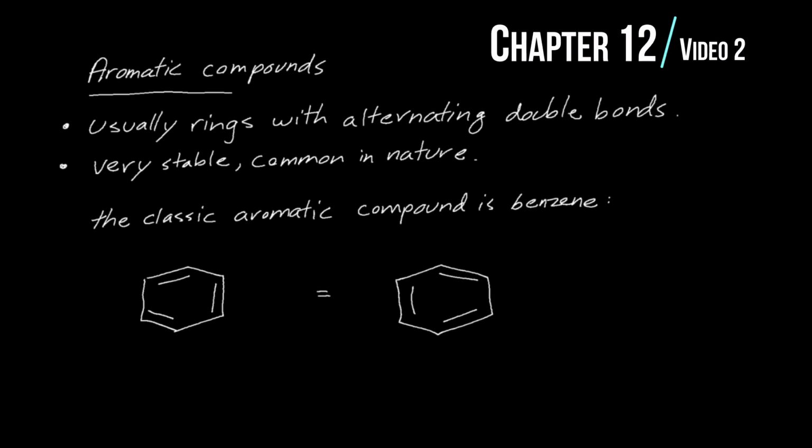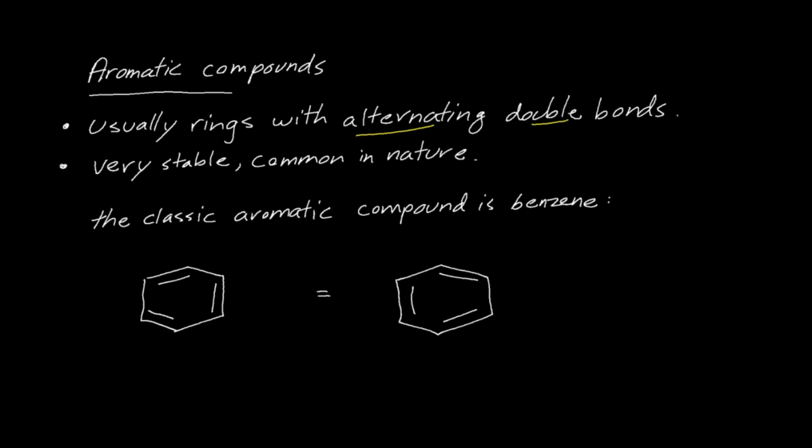We're going to be looking at aromatic compounds. These are usually rings with alternating double bonds. And they're very stable, and so as a result, they're common in nature. So a lot of what we study in organic chemistry reflects what we see often in nature.